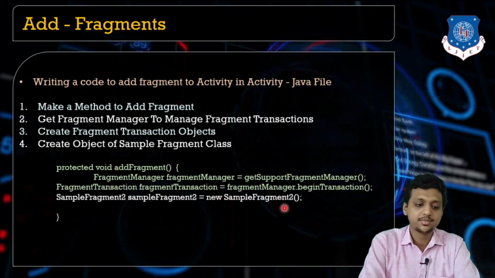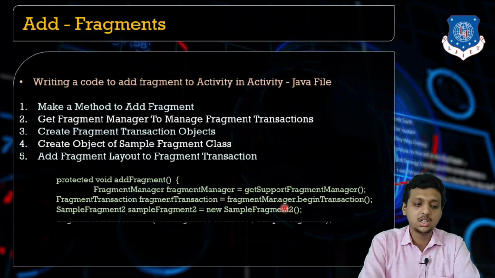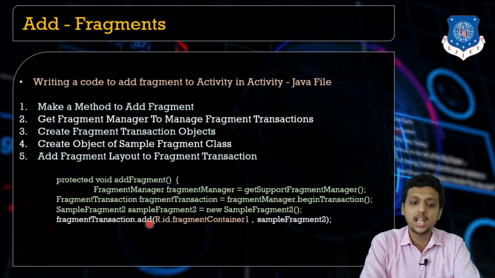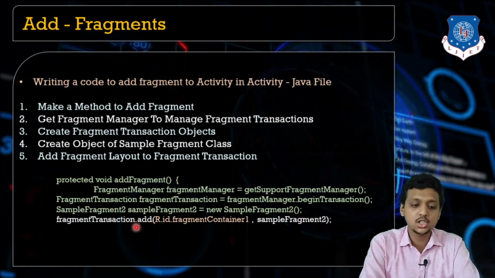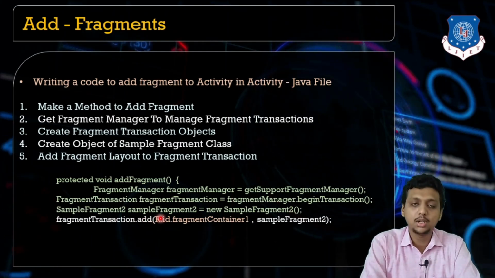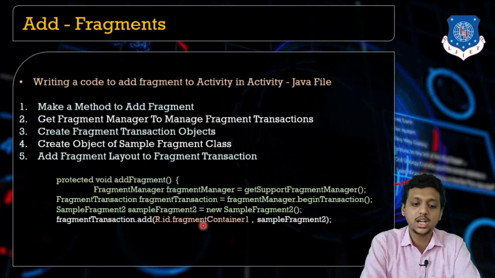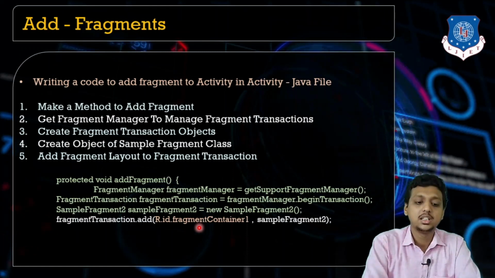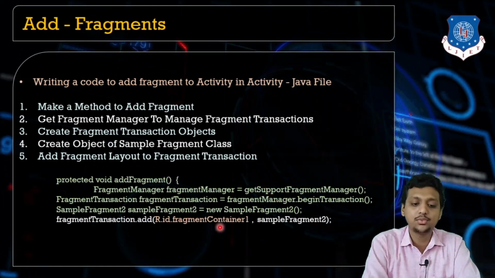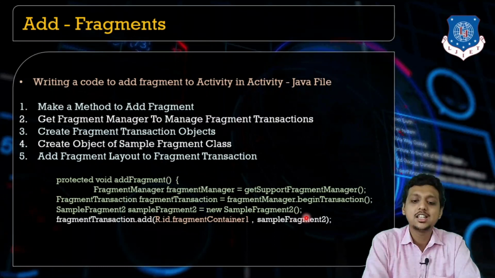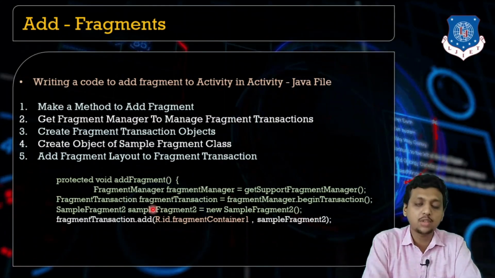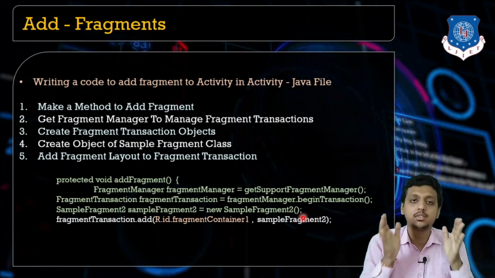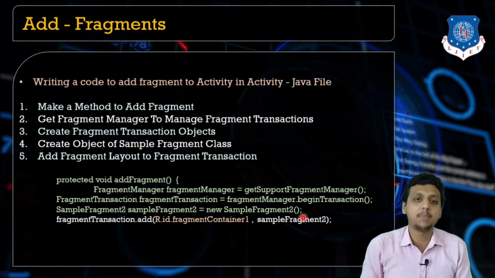And then what you need to do is call a method like this: fragmentTransaction.add. This is a very important method. You just need to create a layout id. We have given the id to the frame layout. That id is R.id.fragment_container_1, comma, SampleFragment2. The object of the fragment should be passed over here. This is the main logic to add a dynamic fragment.